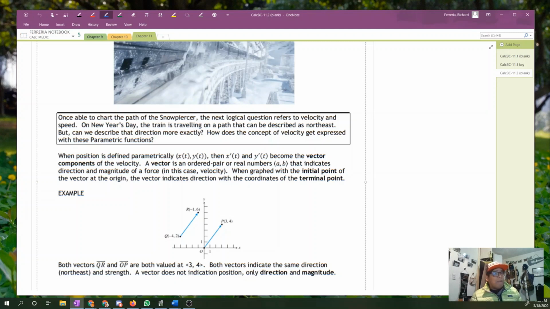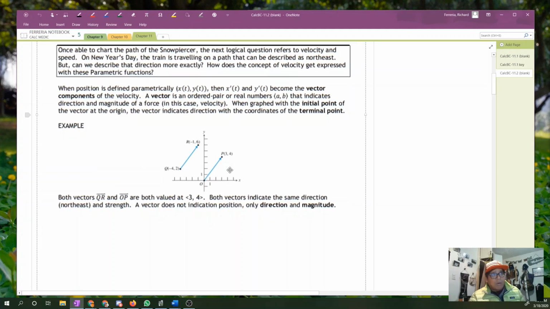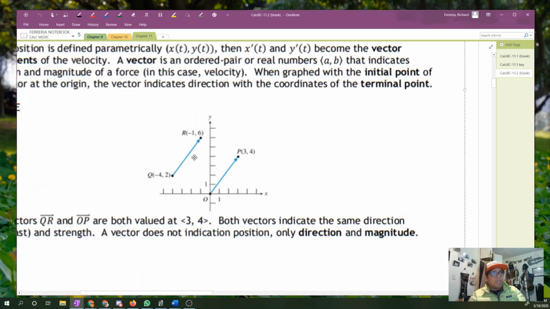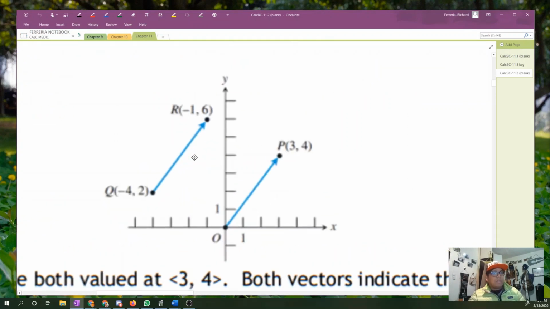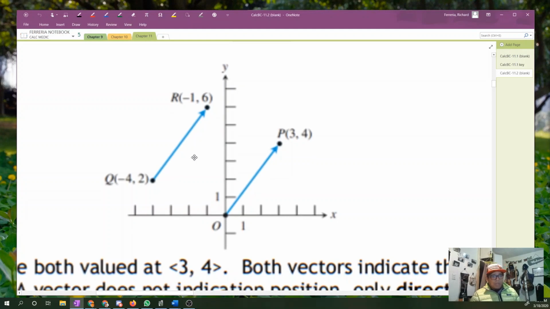When you graph the initial point of the vector at the origin, then the vector indicates direction. Actually, it doesn't need to even be at the origin. It could be anywhere, and it's going to indicate direction. So let's take a look at these two here. Let's zoom in a little bit. All right. They are two vectors, but they're really the same vector.